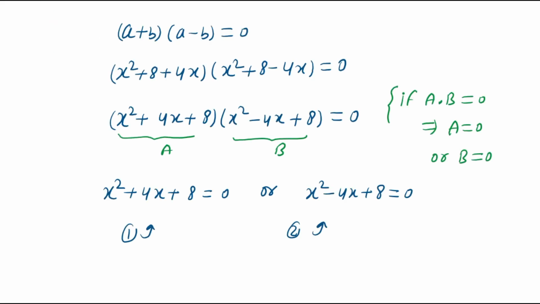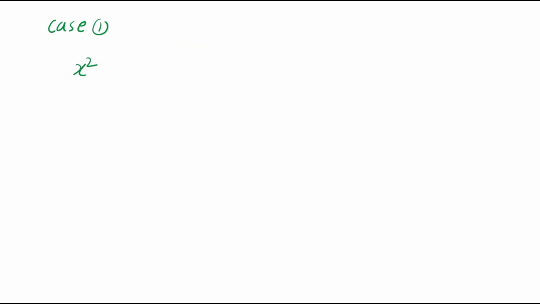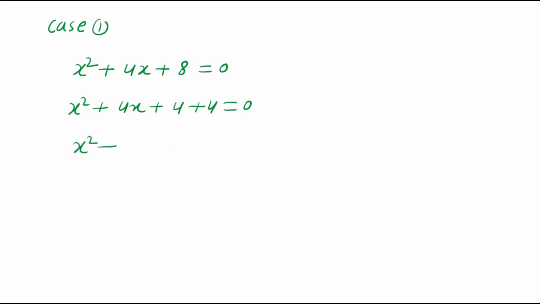Now first we will solve case first. Case first is x square plus 4 times x plus 8 equal to 0. Here x square plus 4 times x plus 8, where 8 is 4 plus 4, is equal to 0. Then on the left hand side x square plus 4 times x plus 4, and this 4 if we take to the right hand side then it is minus 4. Look carefully, on the left hand side we have a quadratic expression and this quadratic is a perfect square. Here we will apply middle term split.